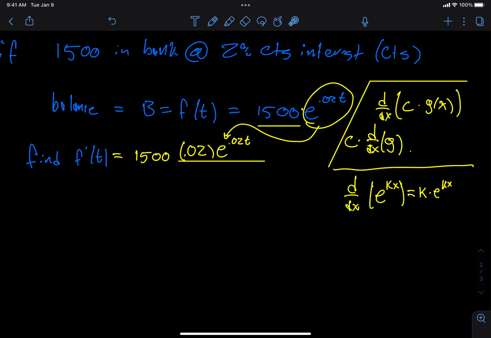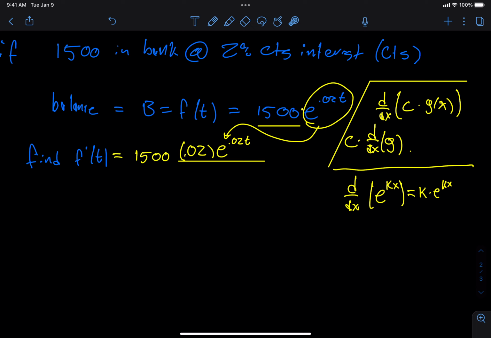Yeah. So I think what you need to remember for this one is mainly this rule, right? For e to the kx, when you do the derivative, whatever the number is just comes down, and then you just rewrite the whole thing, e to the 0.02t again. The only thing is you multiply by whatever that power is.